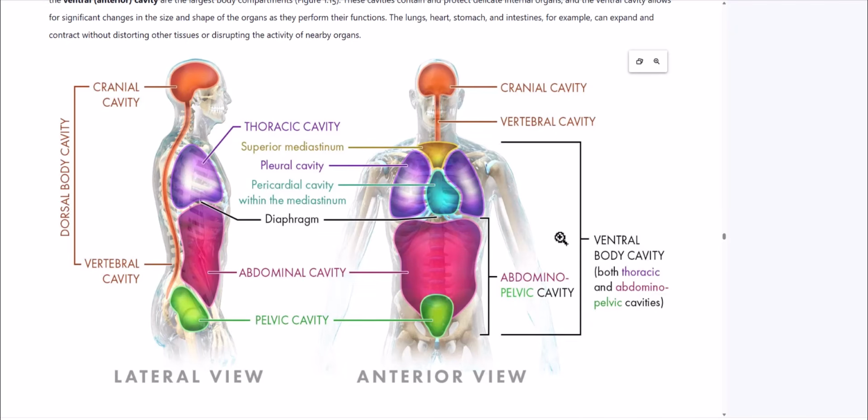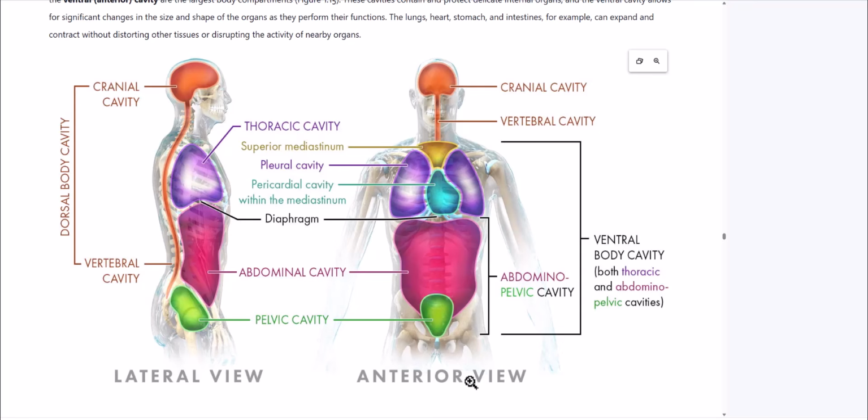And here we're going to see some cavities. From a lateral view, from a side view, we can see the cranial cavity and we can see the spinal canal, the vertebral canal. And those, I think you agree, are toward the back of the body. So those are dorsal body cavities. And then in the ventral body cavities, we have the thoracic cavity, where the heart and lungs hang out. We have the abdominal cavity, where most of the gut organs hang out. The pelvic cavity, which includes some of the reproductive and urinary structures as well.